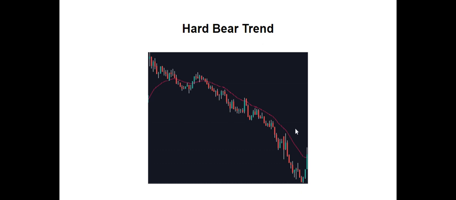And the pullbacks have been very small. And there are not many parallel bars. And there are more bear bars than bull bars. So it's a very good sign. This is an example of a hard bear trend.